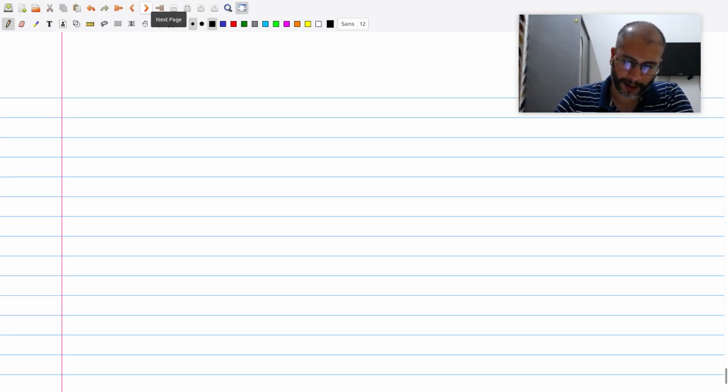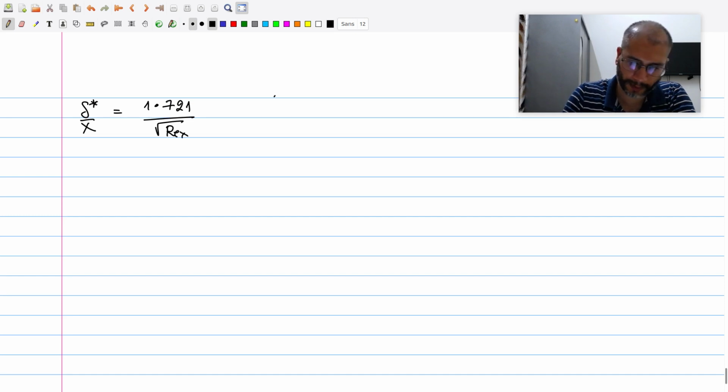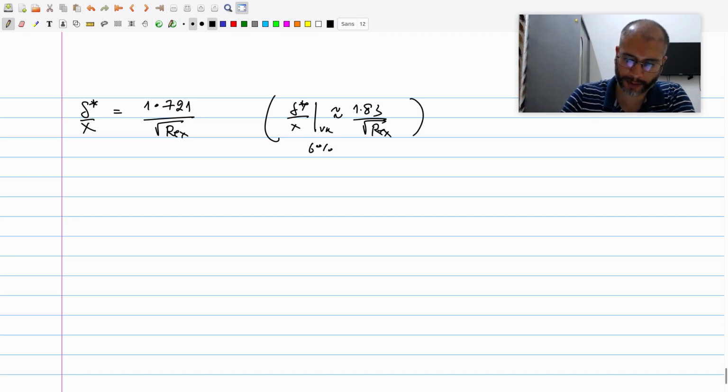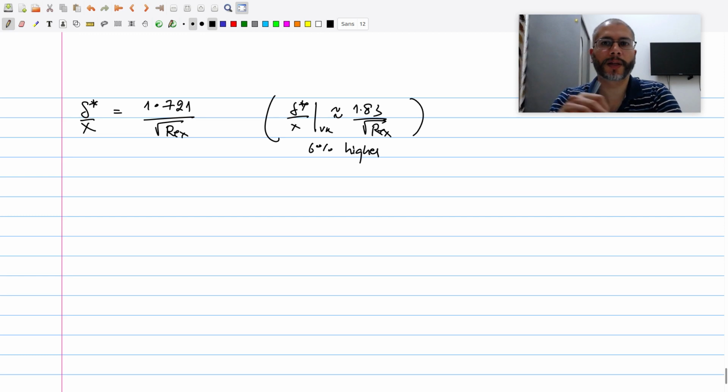The other thing we talked about earlier was the displacement thickness, delta star. If we calculate delta star by x using the same ideas for the present Blasius solution, we get 1.721 upon square root Rex, and we had obtained from the von Karman analysis 1.83 upon square root Rex. So this was only 6% higher. What we're saying is that the von Karman analysis using a parabolic assumption for the velocity was actually quite decent.